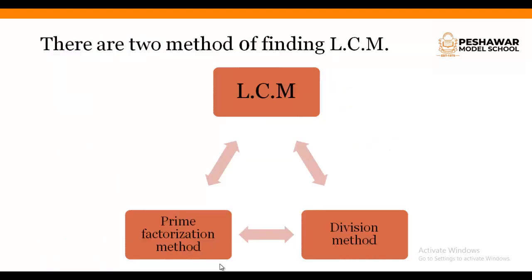Well, my dear student, as you know, your topic is related to LCM. So you have to learn what is LCM and what is the method of LCM. Look at the screen. There are two methods of finding LCM. How many methods? Two methods. The first method is called what? Prime factorization method. The second method is called division method. So you can find the LCM by prime factorization method and division method.